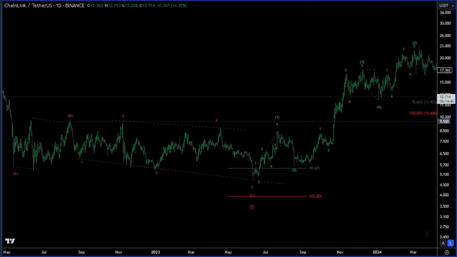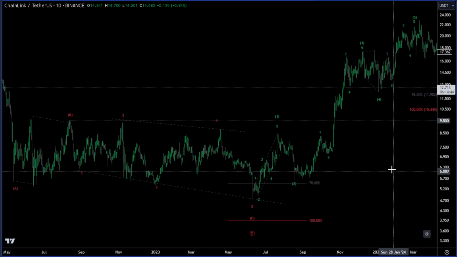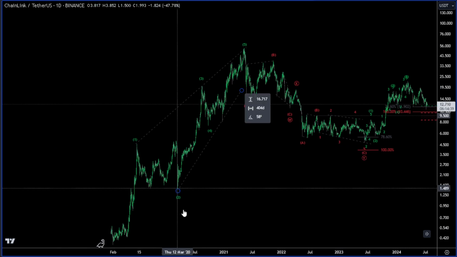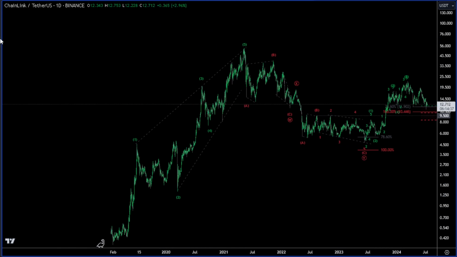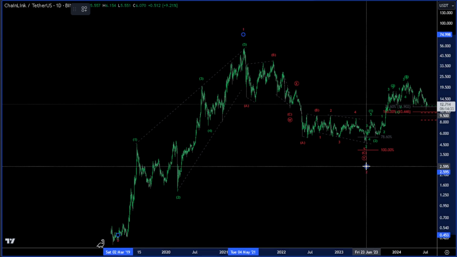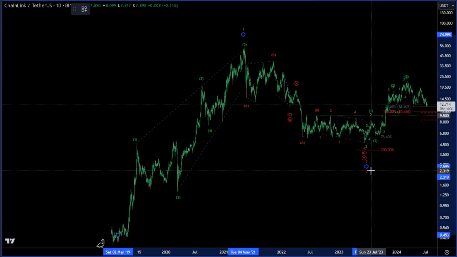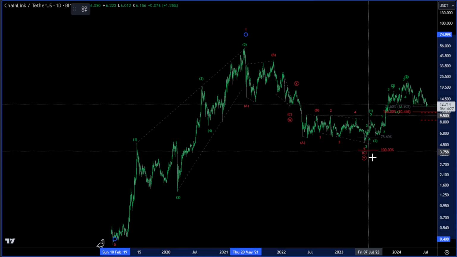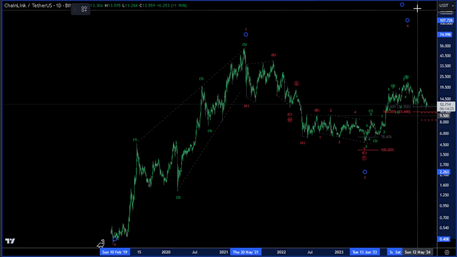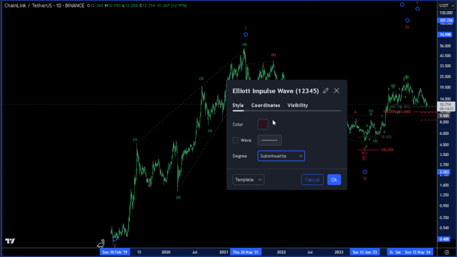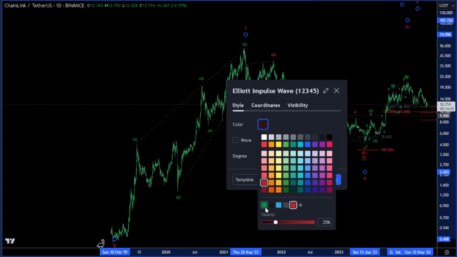Now off that low, I have this as a 5-wave move to the upside. So potentially out on the daily, a completed 1-2 on a larger time frame. Just throw that label on for you.